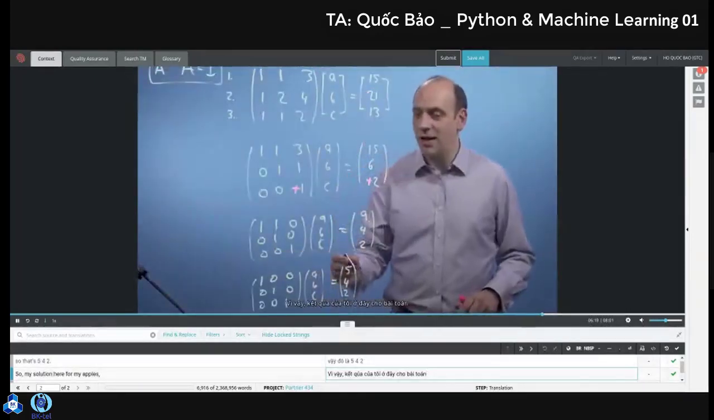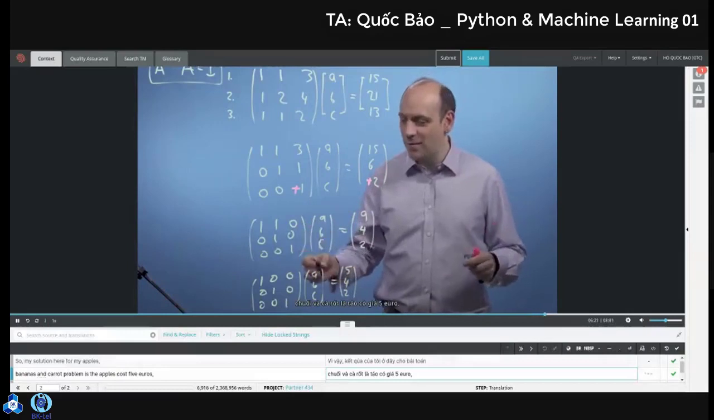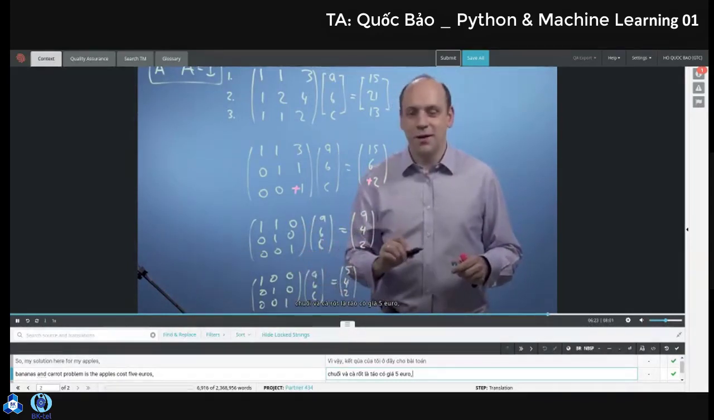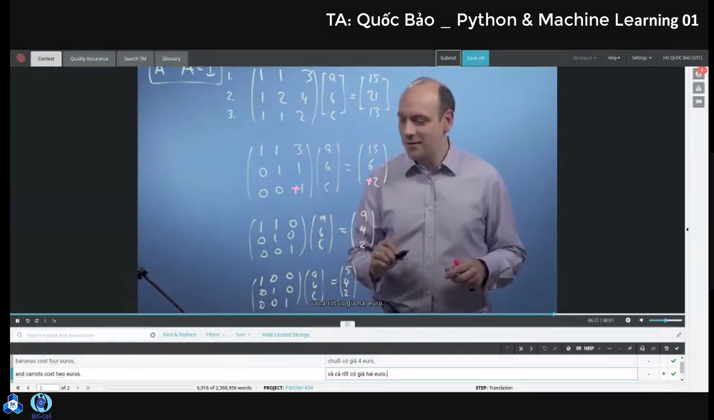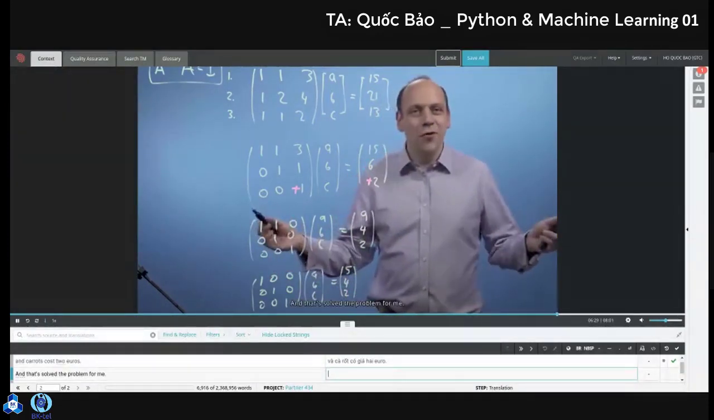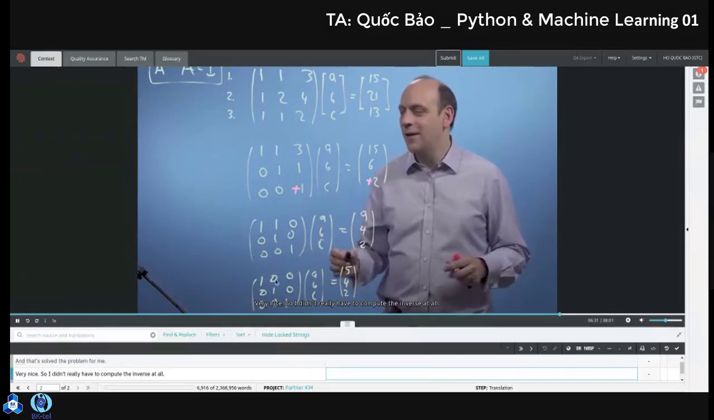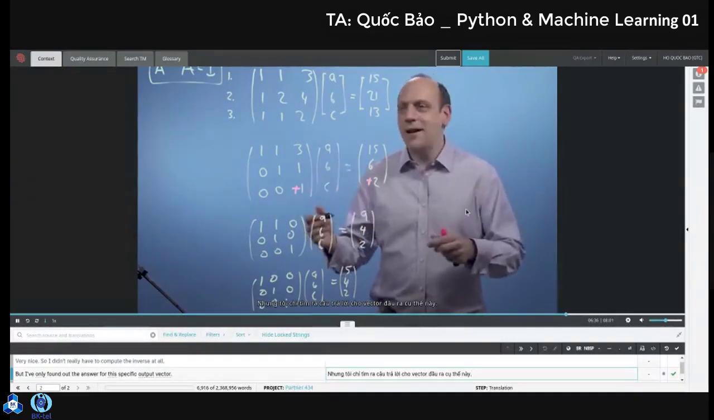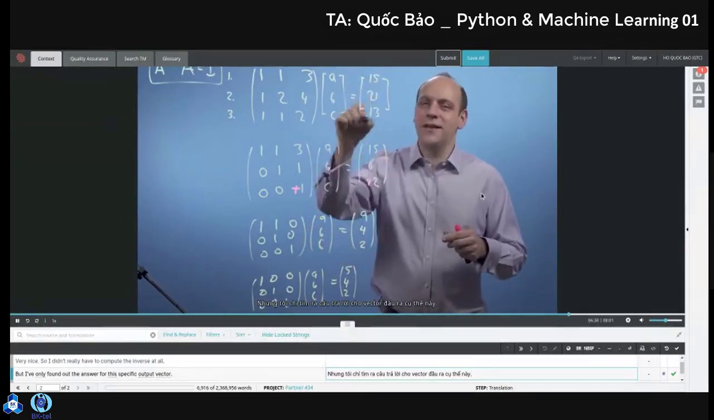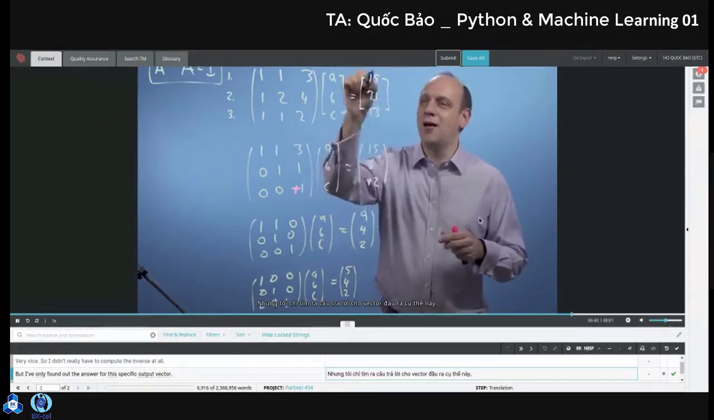So my solution here for my apples, bananas, and carrots problem is that apples cost €5, bananas cost €4, and carrots cost €2. And that's solved the problem for me. Very nice. So I didn't really have to compute the inverse at all. But I've only found out the answer for this specific set of, this specific output vector.